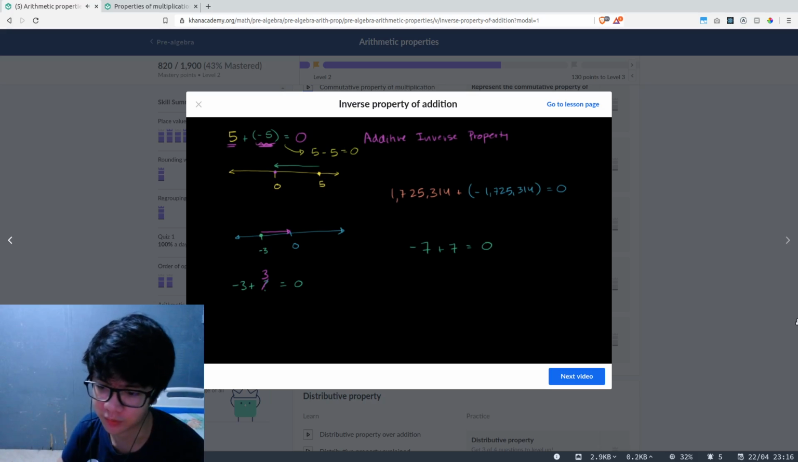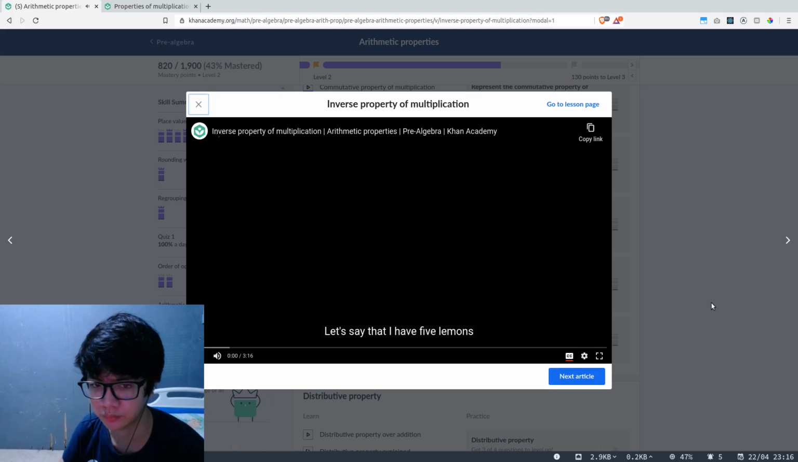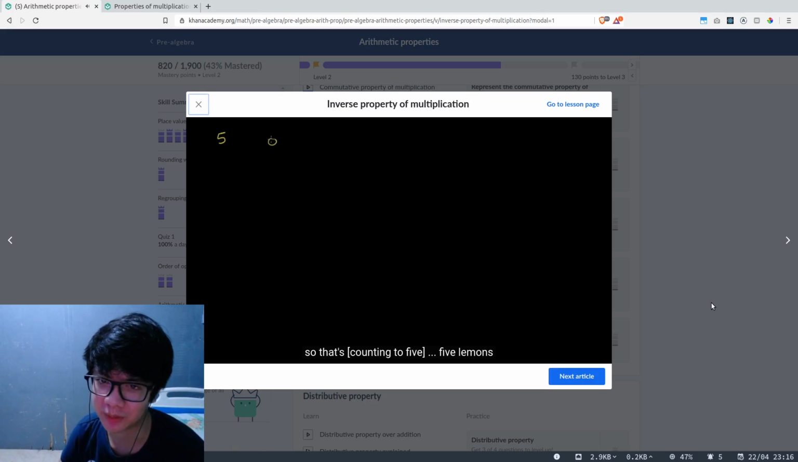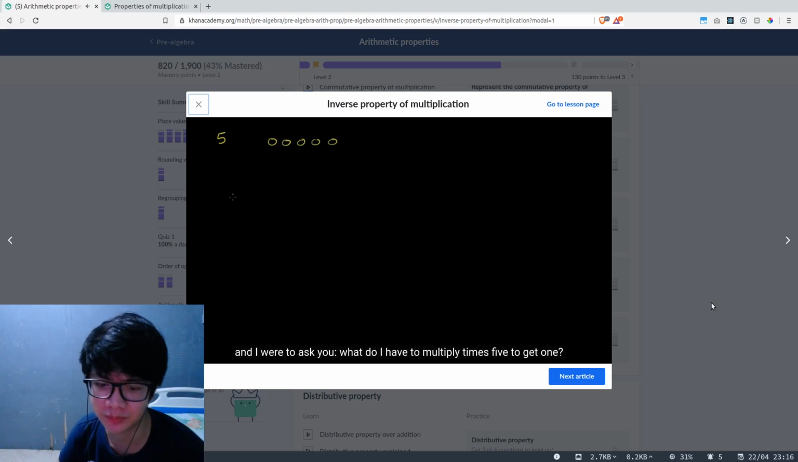Let's say that I have 5 lemons. 1, 2, 3, 4, 5 lemons. And I were to ask you, what do I have to multiply times 5 to get 1? Or in this case, what do I have to multiply times 5 lemons to get 1 lemon?